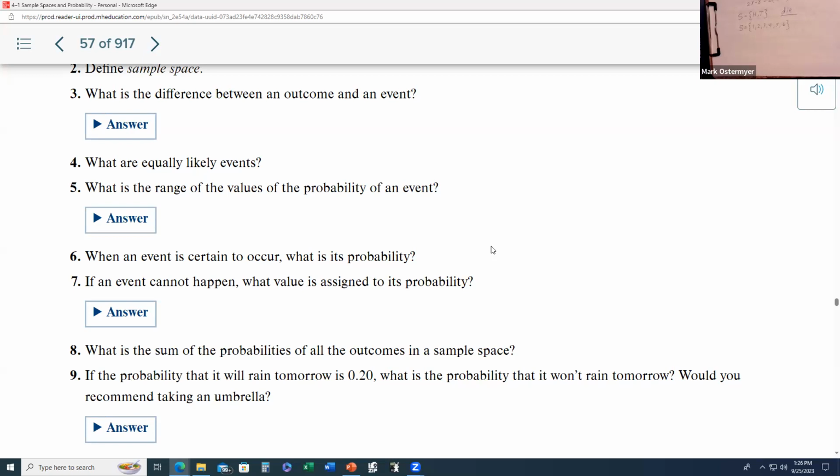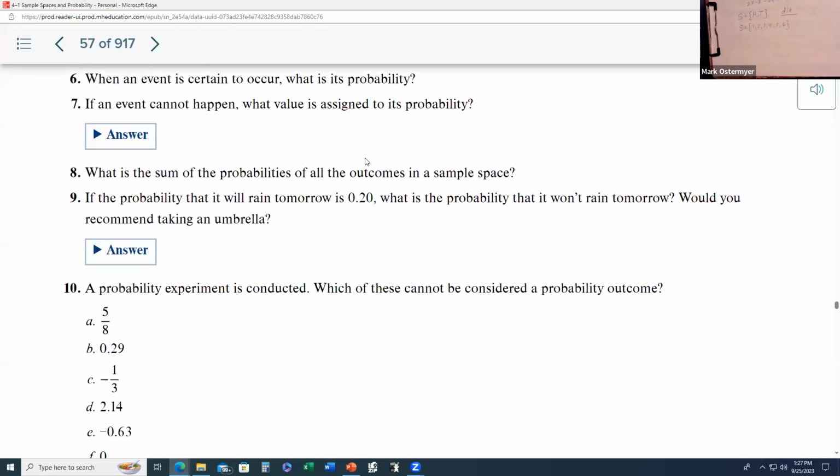In other words, if I define event E to be that it rains 2 days in a tropical rainforest, what's the probability of event E occurring over the course of a year? Well, I would probably think that that would be very close, if not exactly equal to what? 1 maybe? 100% chance in a tropical rainforest? If an event cannot happen, what value is assigned to the probability? 0.